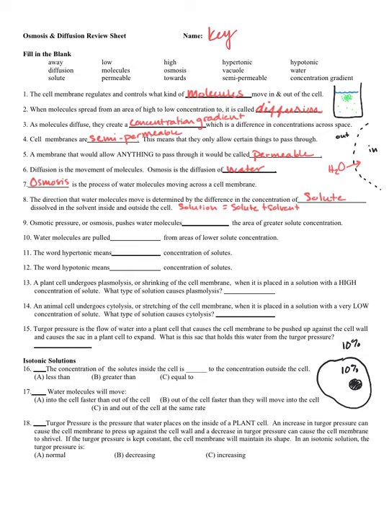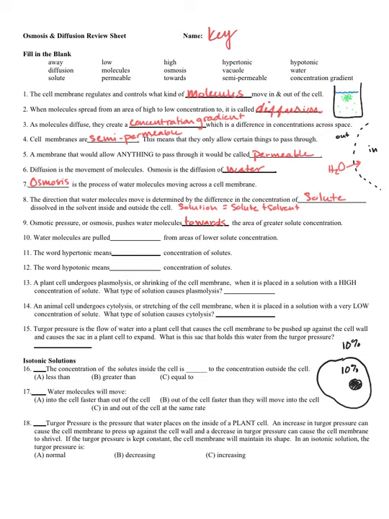Number 9, osmotic pressure or osmosis pushes water molecules towards the area of greater solute concentration. So water goes towards high concentration areas so that it can dilute those areas.